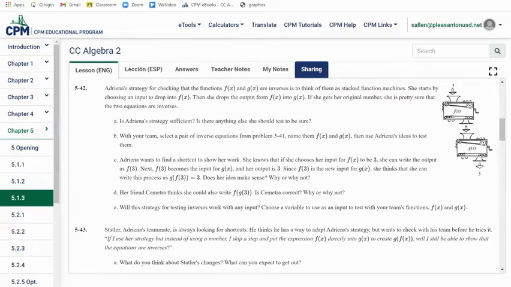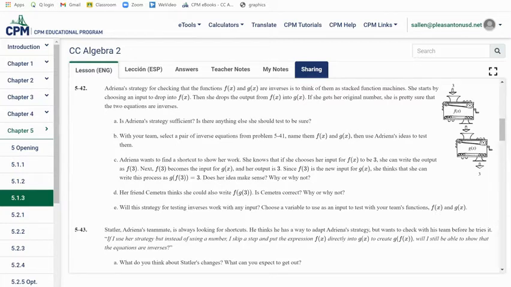So let's think about what this means in terms of numbers. Let's say I have a function and I drop in 3, like they're showing on the right. If I drop in 3 and I get out 12, what they're saying is you could then put 12 into the inverse function and you should get a 3.